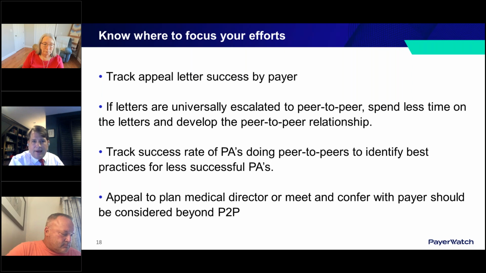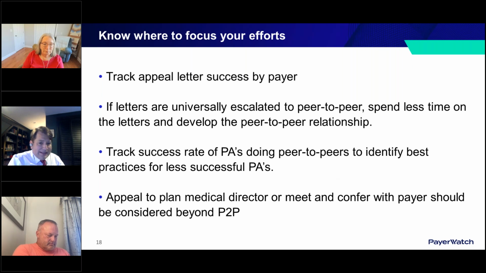We're trying to spend less time on the letter writing and more time on that peer-to-peer, and also trying to establish that peer-to-peer relationship. And I think by being consistent from our group, especially with those organizations that have higher rates of denial, we're getting to know those physicians that run these peer-to-peers, and trying to find some type of place where we can agree to disagree.